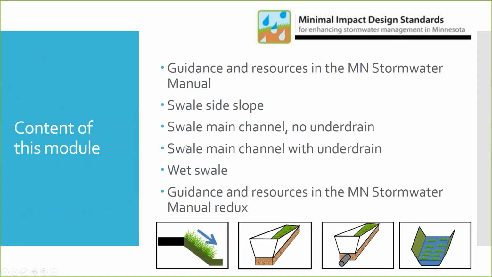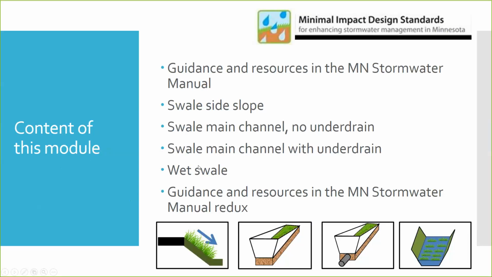In this module, we're going to talk about the guidance and resources that exist for swales in the Minnesota Stormwater Manual. We're going to talk about 4 swale BMPs that are in the calculator: swale side slope, swale main channel with no underdrain, swale main channel with underdrain, and the wet swale. And then we'll touch back on guidance and resources in the manual.